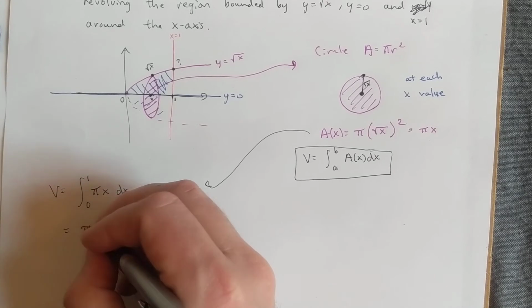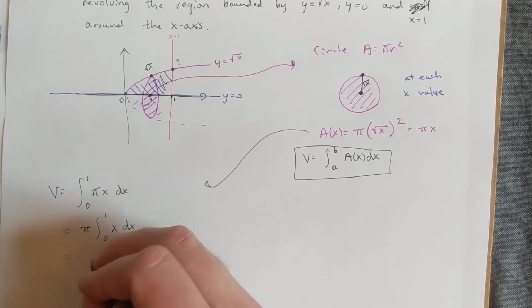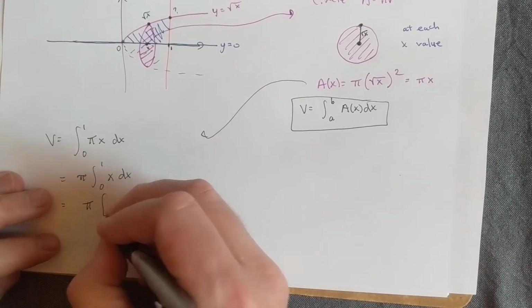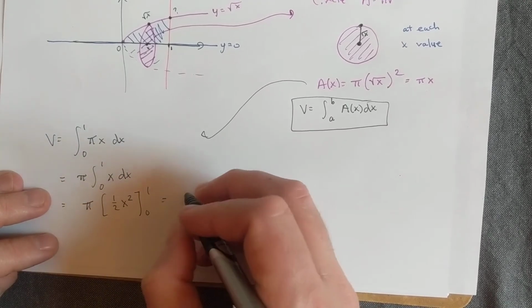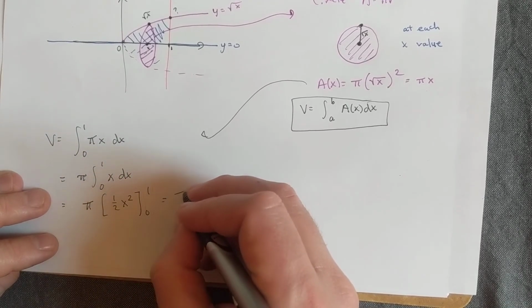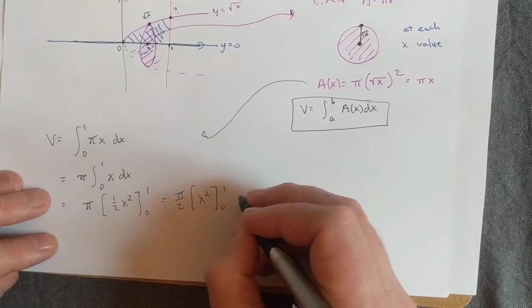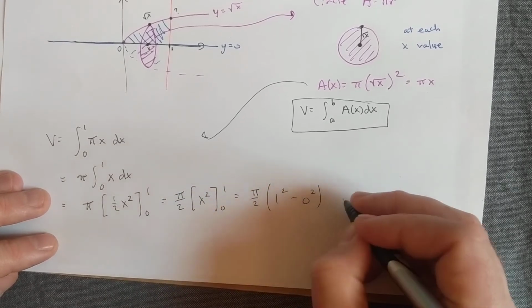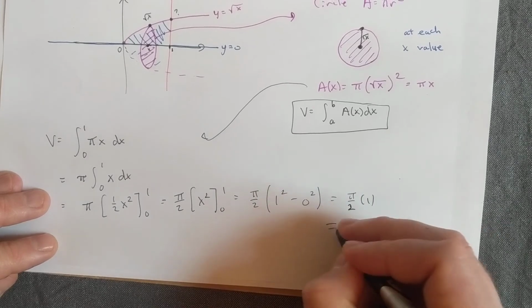I'll take this pi out as a constant. Take the antiderivative, 1/2 x squared from 0 to 1. We'll take the 1/2 out, so we get pi over 2 x squared from 0 to 1. And so pi over 2 times 1 squared minus 0 squared equals pi over 2 times 1. So it's just pi over 2.